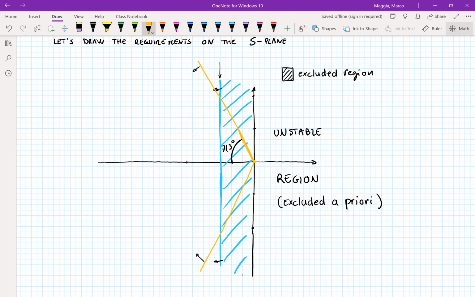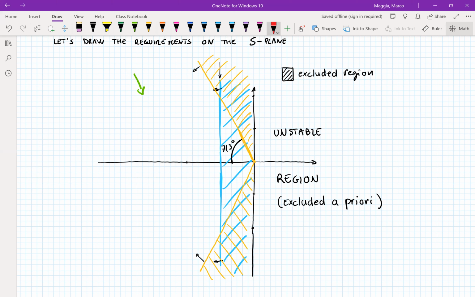So we don't want this region over here. This is excluded. So if we combine the requirements, we can choose any couple of dominant poles here. In this case, this is up to you. This is an arbitrary part of the design. And as I said already many times, this is something that is actually good for engineers.